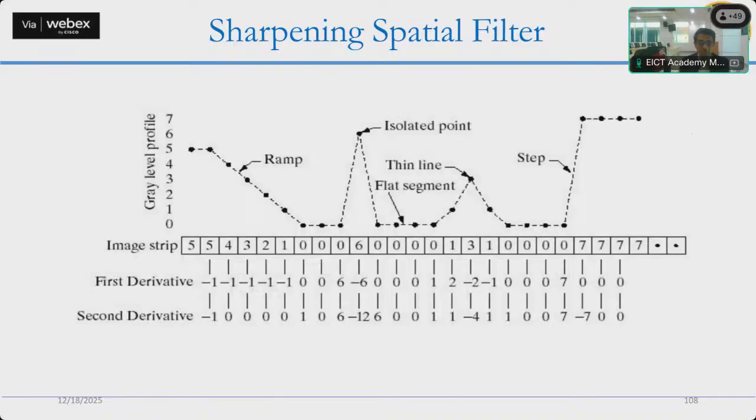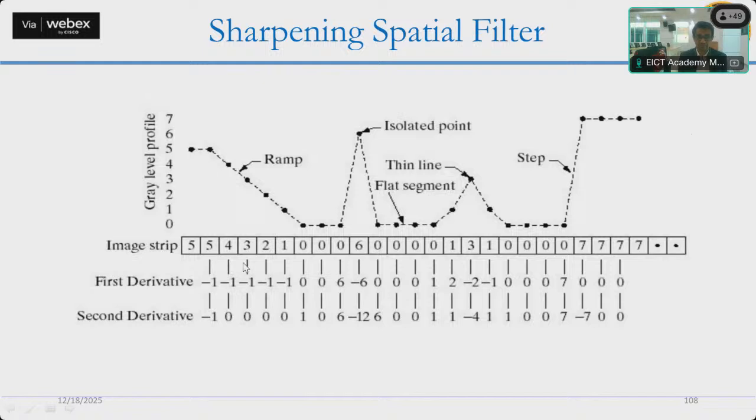So what is happening in this filter? It is basically a sharpening spatial filter. Here, for example, these points have been plotted, and we have drawn the analogous image strip where all the gray level values will lie. The image strip is there, 5. So if you see here, this is 5, this is 5, this is 4, this is 3, this is 2, this is 1. In the same way, you can continue to fill all the elements, and that's all.